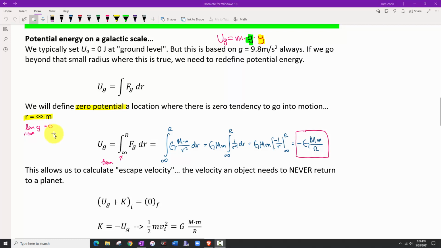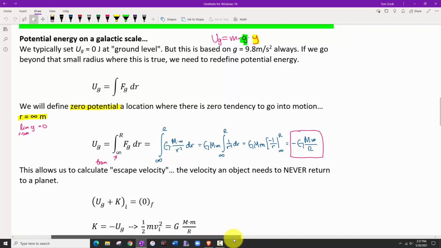So if we want to pull something from an infinite distance back to Earth, then we would integrate from infinity to the radius of that planet. Now this caused, as I said, a little bit of consternation. So let's go ahead and take a look at it from a slightly different point of view.